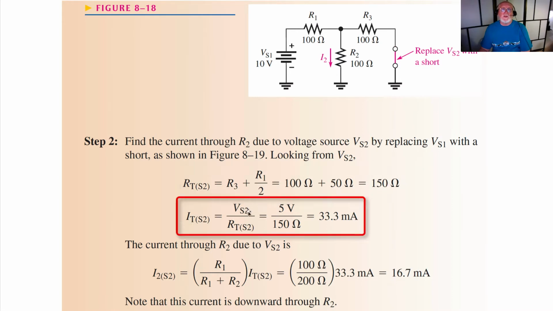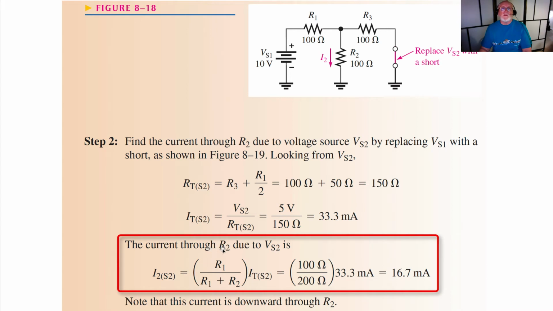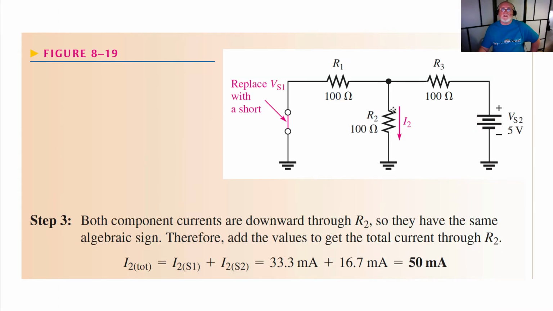I total then is V source 2 divided by R total, 5 volts divided by 150 ohms, which gives us again 33.3 milliamps. The current through R2 due to voltage source 2 is then R1 divided by the sum of R1 plus R2, times the total current from source 2, which gives us 100 ohms divided by 200 ohms times 33.3 milliamps, or 16.7 milliamps. Again, we note that the current is downward, and we'll see that right here. So there's that current downward. There was the source that was replaced with a short.